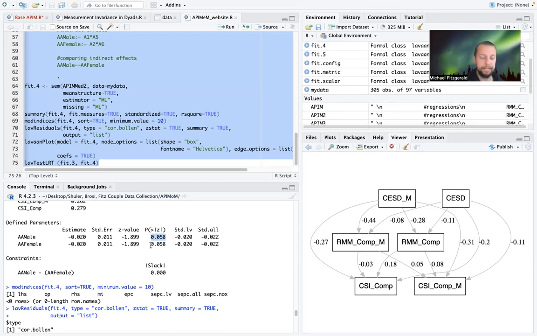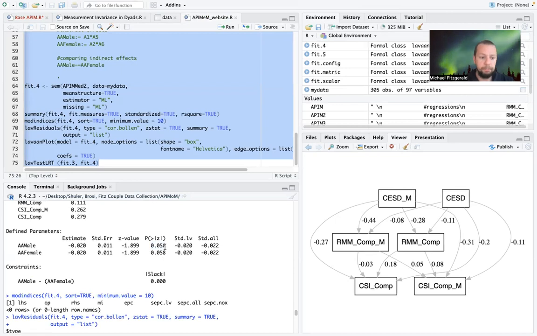All right, so our model is indicating that constraining these two to be equal doesn't harm the model, and that when we constrain them to be equal, the indirect effects are actually not significant. So this would be, I think, a fairly important finding, and this is something that you would report in your write-up: that you constrained the indirect effects to be equal, and it did not significantly hurt the model, and the indirect effects were actually non-significant.